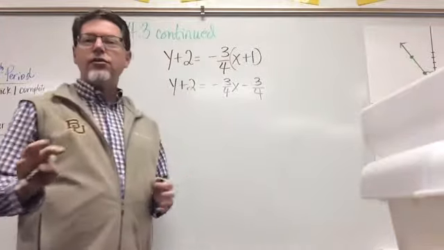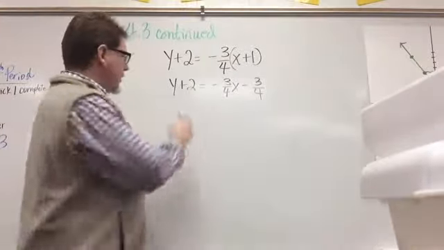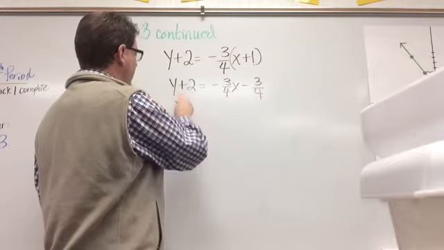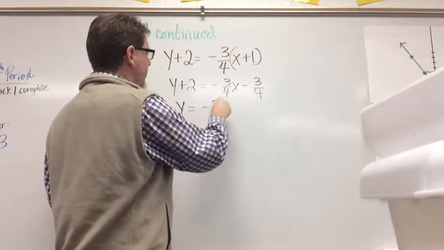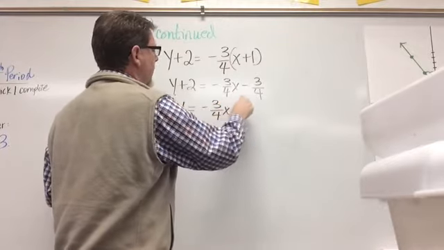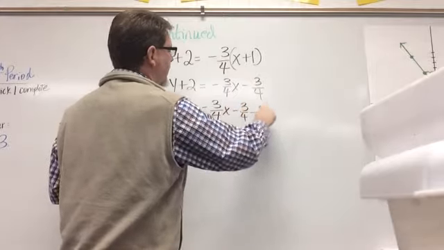Now I need to solve for y. So I move the 2 to the other side. So I have y equals negative 3/4 x minus 3/4 minus 2.